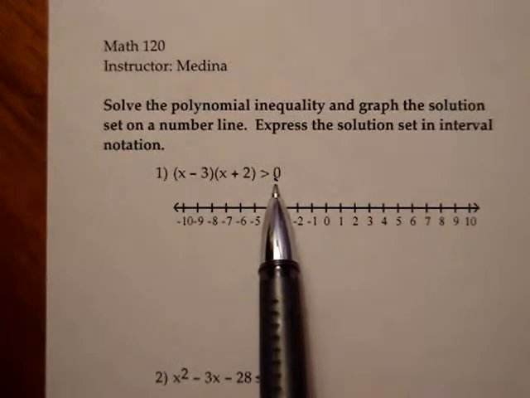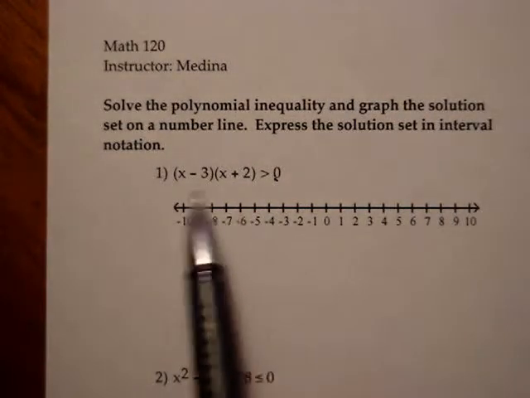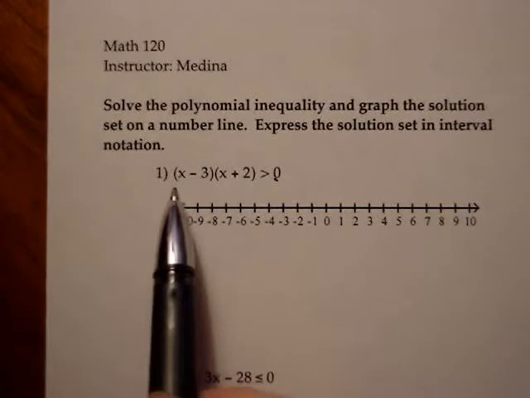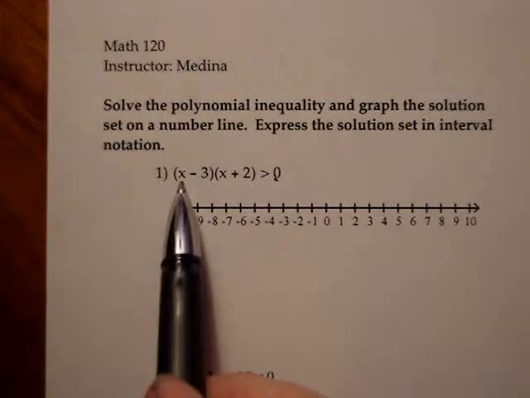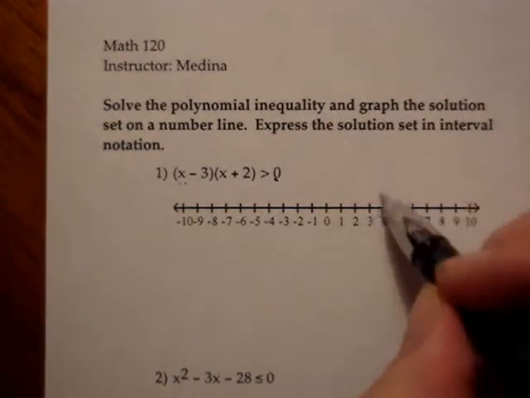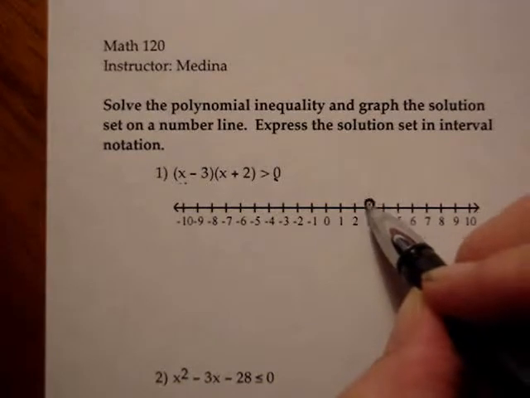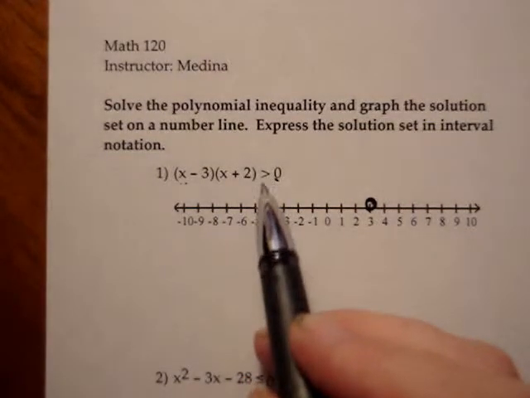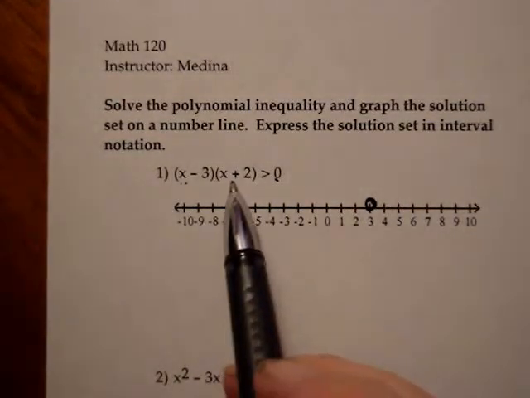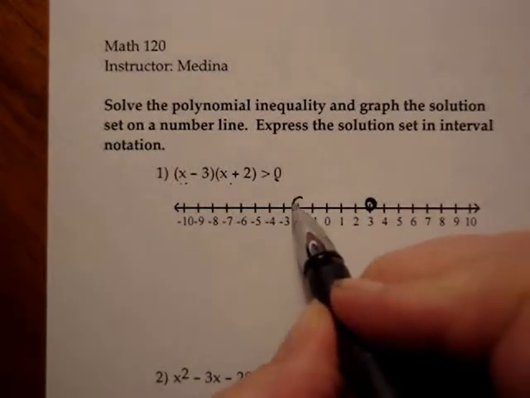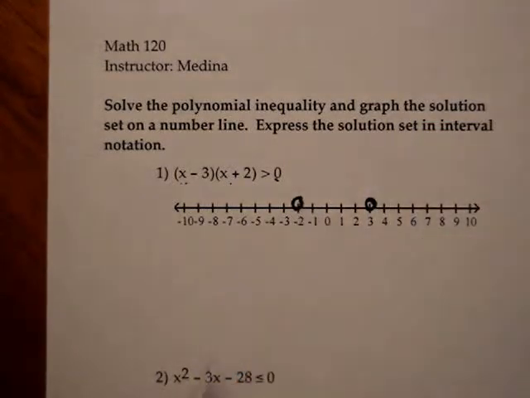Okay. So I'm looking at number 1. I already have 0 on one side. Look, somebody already factored it for me. Let's find the zeros. One of the zeros is positive 3, and I know I would have an open dot at positive 3 because this is just a greater than symbol. The other zero would be at negative 2, and again I would have an open dot at negative 2.